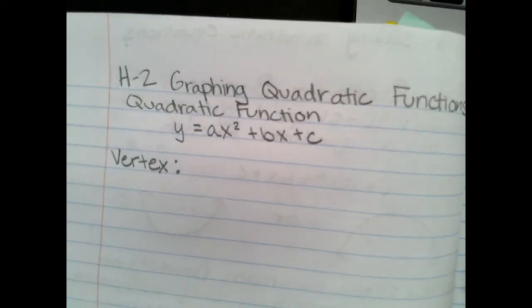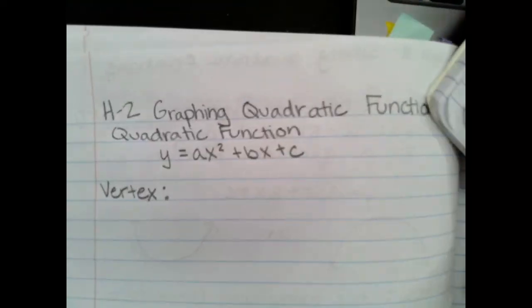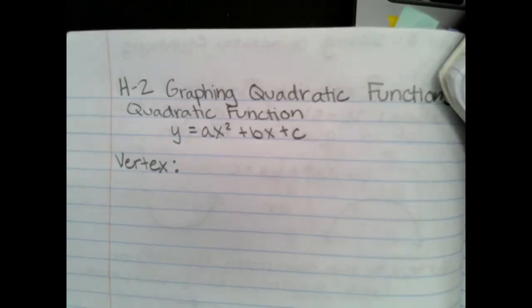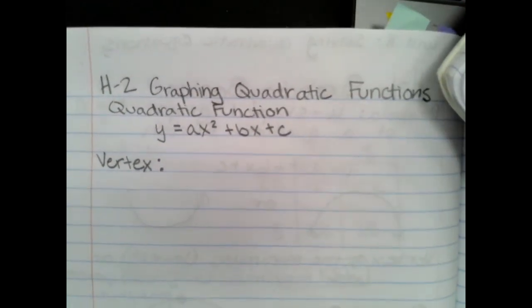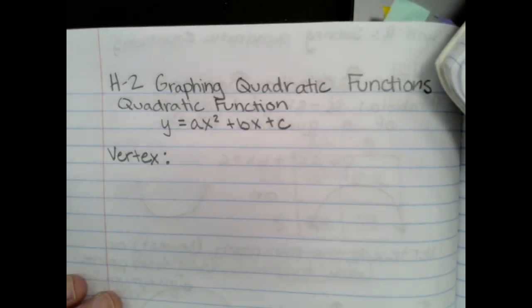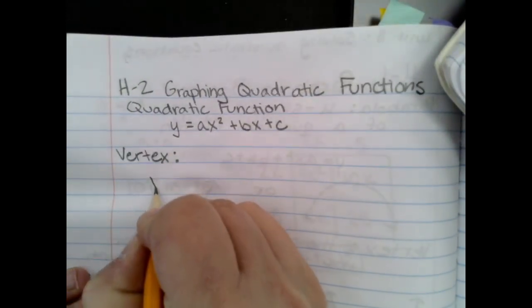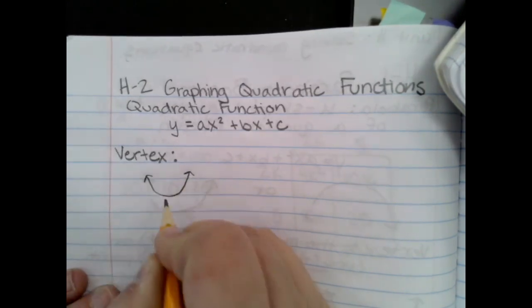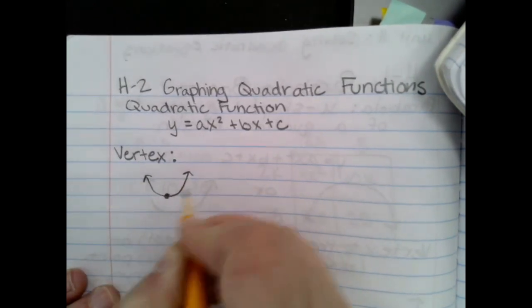All right, and a vertex is that minimum or that maximum. If it's a minimum, what kind of shape would we have? Yeah, it's like a U. It goes down and then up. Good. It's kind of like a right side up U. So this is our minimum.